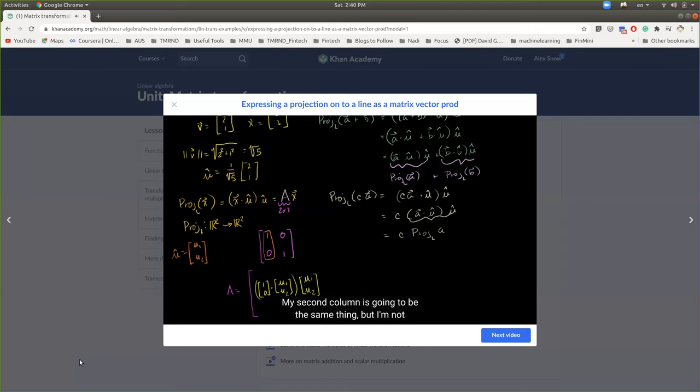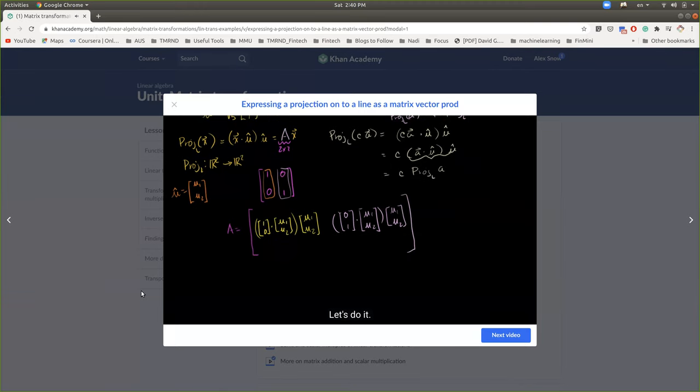My second column is going to be the same thing, but I'm now going to take the projection of this guy. The definition of our projection is you dot this guy with our unit vector, so we're taking the dot product of 0, 1 dot my unit vector u1, u2, and I'm going to multiply that times my unit vector u1, u2. This seems very complicated, but it should simplify when we actually try to work out our transformation matrix.